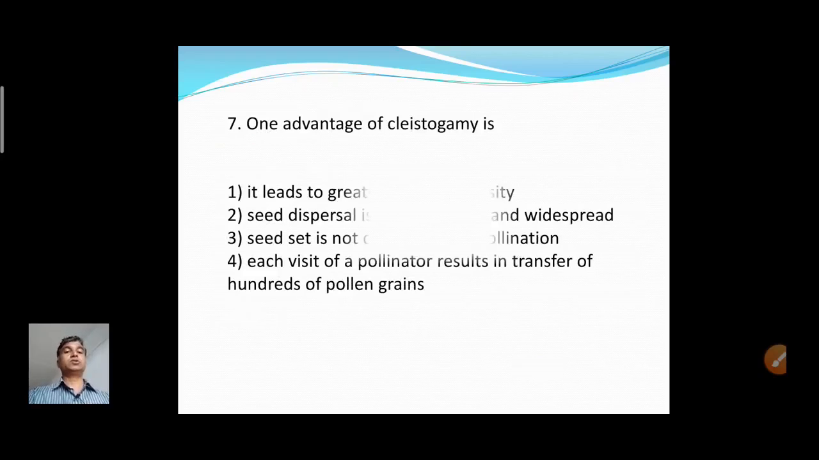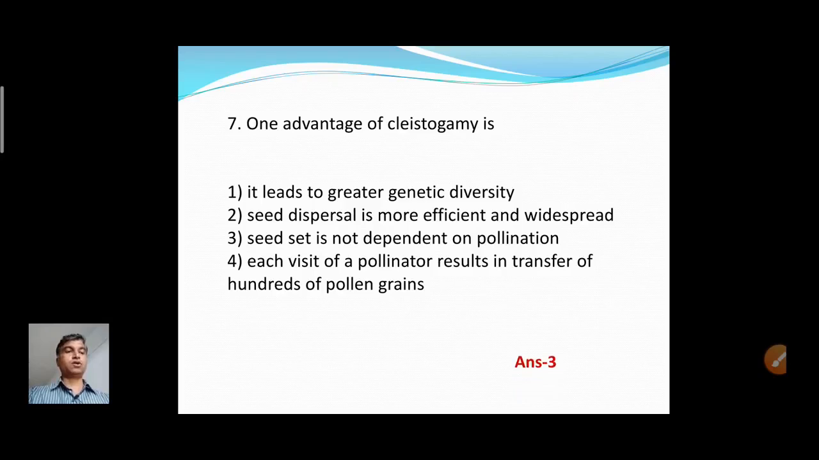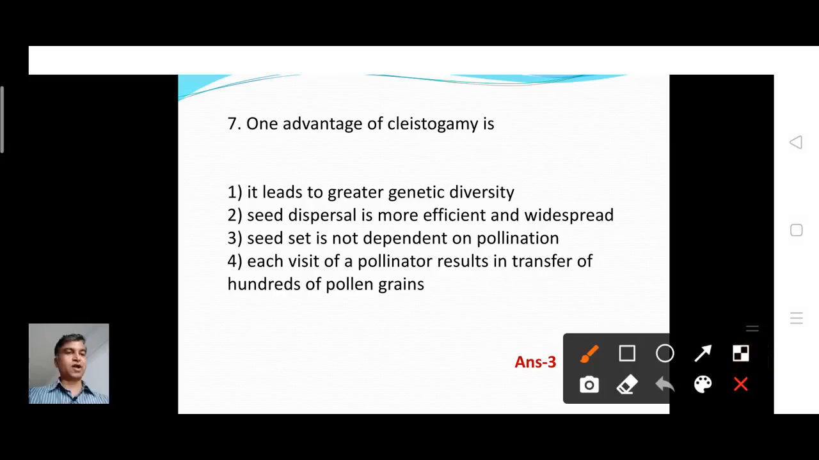So next question: one advantage of the cleistogamy is. Many questions are related to the answer displayed. Sorry. So try to answer this question. The answer is the third one. How is it the third answer?